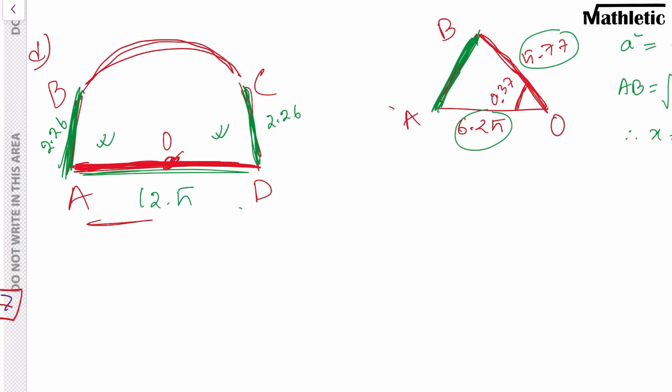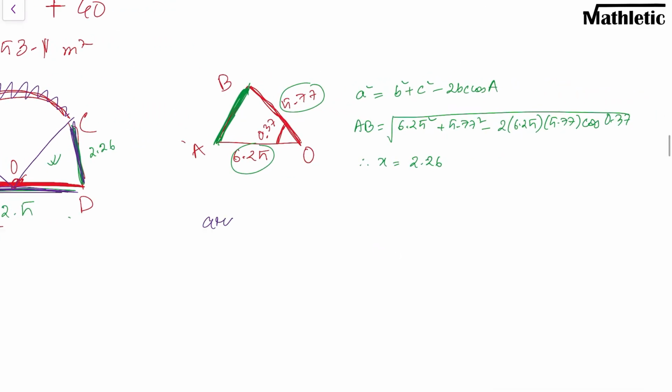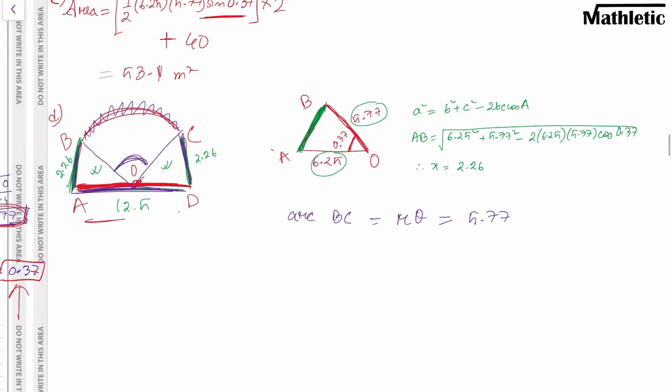And like I said, for perimeter you need to select the length of the boundaries. So we have this boundary 12.5, 2.26, 2.26. We still have this part, which is the arc length of the sector. Arc length, arc BC. Arc BC is actually r theta. Radius is 5.77, and this angle is 2.4. So this will give us 13.848.